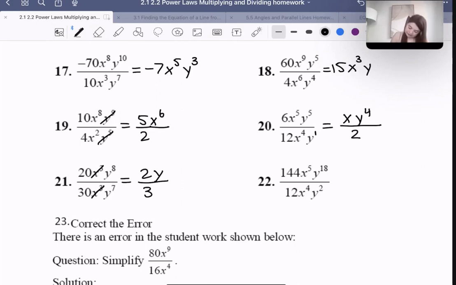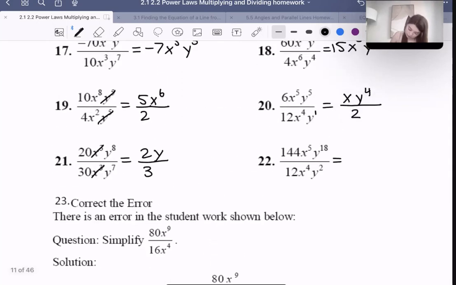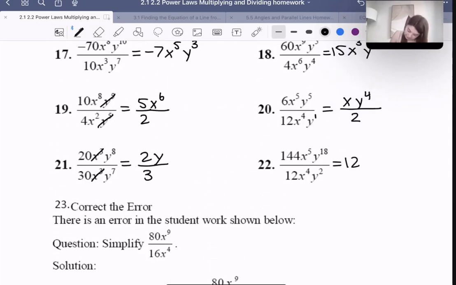Okay, this next one is 144 over 12, which actually does have a whole number answer, and it's 12 itself. And then we have x to the power of 5 over x to the power of 4, which just gives us x to the power of 1, or x. And then we have y to the power of 18 over y squared, which if we do 18 minus 2, we get 16. So we'll do y to the power of 16. There we go.